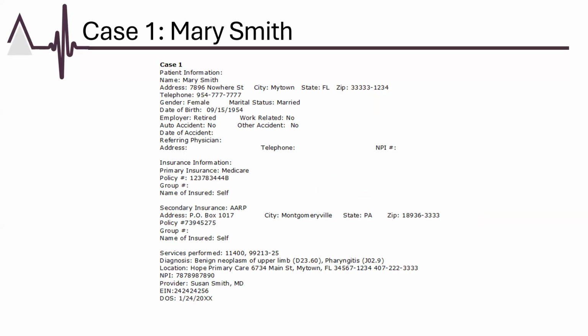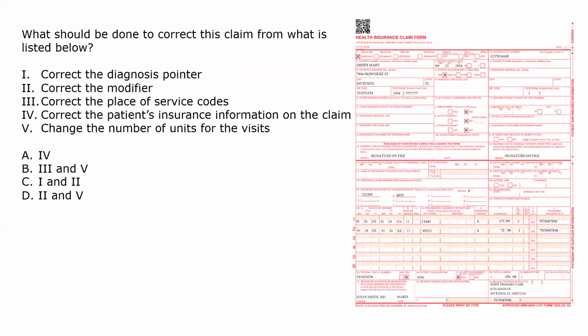Our first case today is several pages. The first page appears to be demographics and other important information. We're going to skip this for now. The next page includes a HCFA 1500 form, also known as a HCFA, a CMS 1500, or simply a 1500, along with the case question.